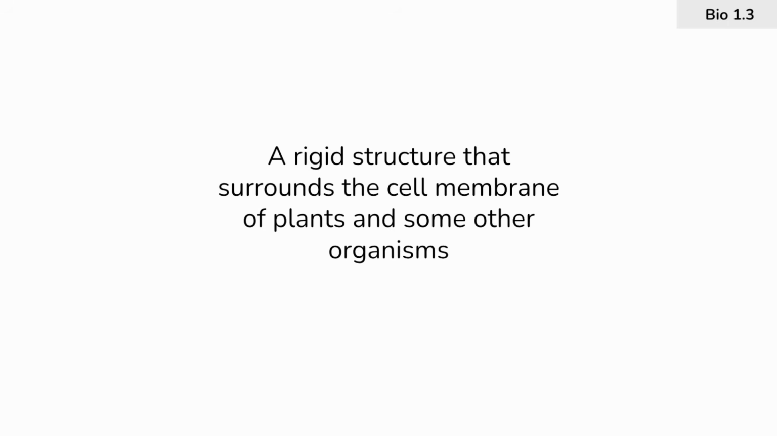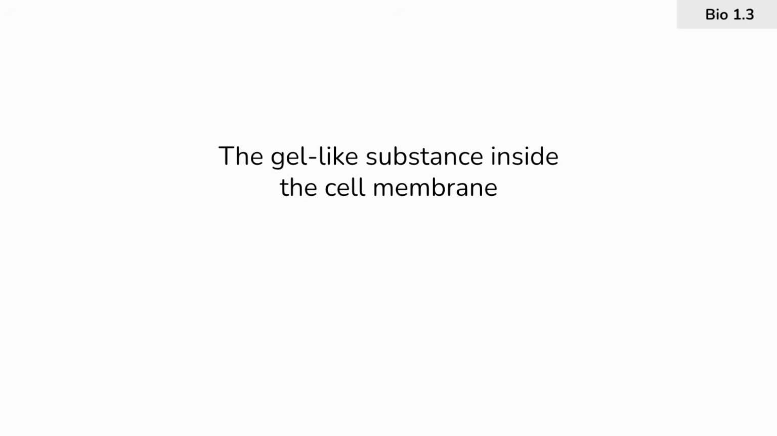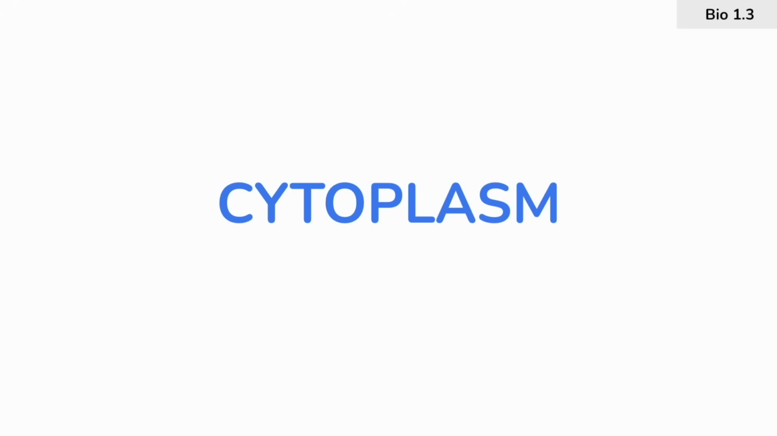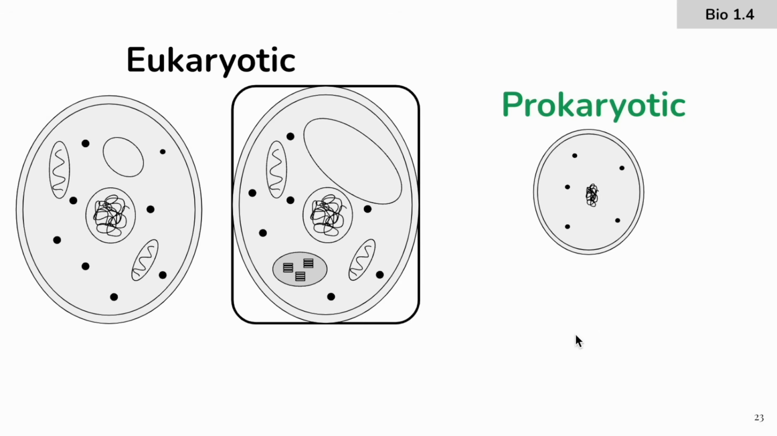And a rigid structure that surrounds the cell membrane of plants and some other organisms like bacteria is the cell wall, which we can see can exist on eukaryotic organisms and on some prokaryotic organisms as well. Animal cells do not contain a cell wall. The gel-like substance inside the cell membrane is the cytoplasm, and an organelle in plant cells that uses sunlight to produce food is the chloroplast, which is often illustrated as a circle with these different stack-like structures, and we'll talk a little bit more about the chloroplast later when we get to photosynthesis.